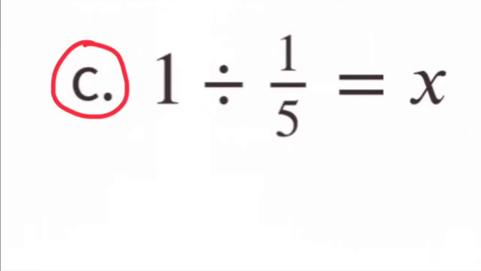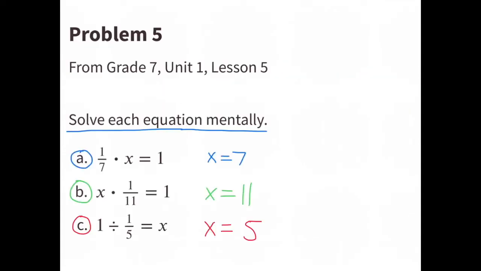C, 1 divided by 1/5 equals x. In this case, x equals 5, because 1 divided by 1/5 equals 5.